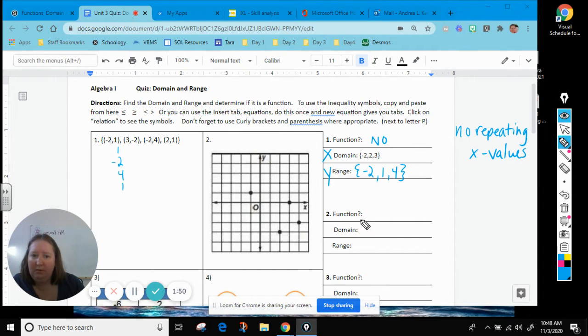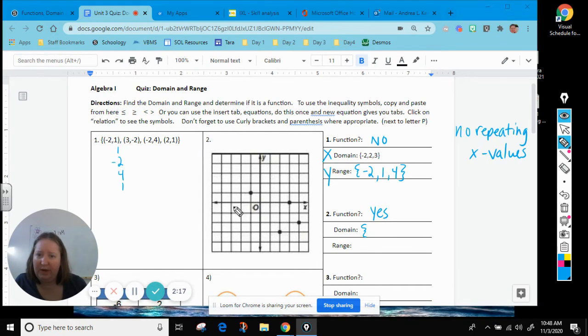Okay, now looking at this one. Remember, we're going to look from left to right on a graph like this. When you are deciding if it is a function or not, you are looking for, are there any repeating X values? So if you were to draw a vertical line through any of these dots, do you hit more than one dot? Nope, I only hit one dot at a time when I do the vertical line test. So yes, this is a function.